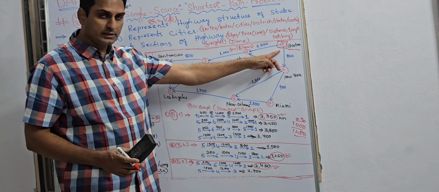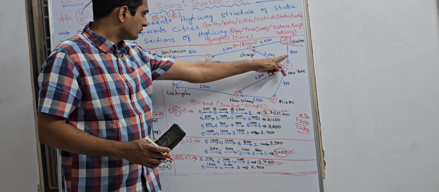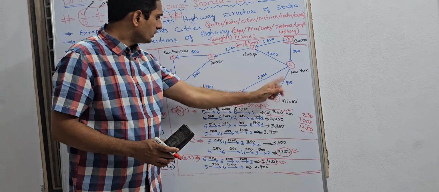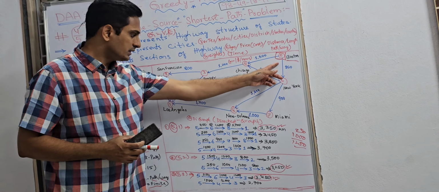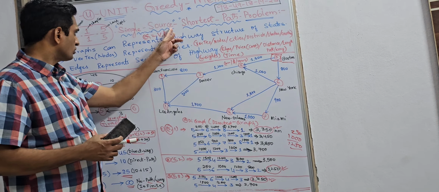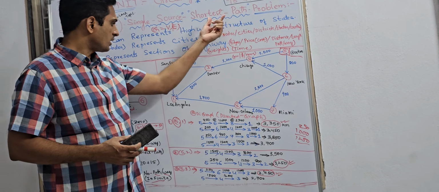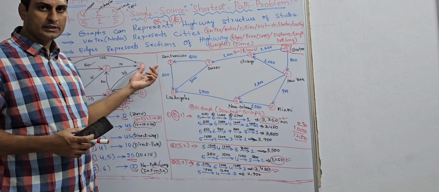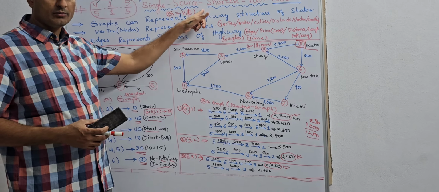Like that, 5 city to 5 city, the distance will be 0. Then 5 to 6 is 250, 5 to 7 we need to find the shortest, then 5 to 8. Like that, from one city, one single source, we need to find the shortest path to all cities. So these are the two examples to explain this problem, right?